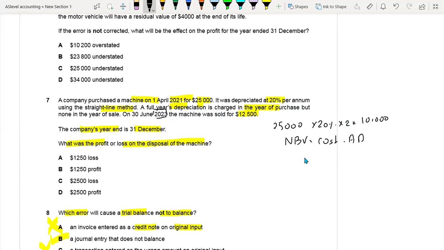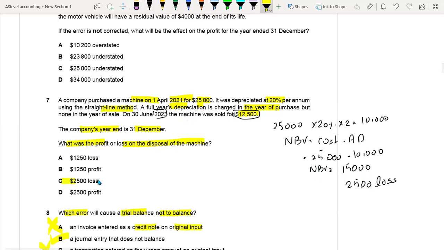So cost is equal to 25,000 minus AD is equal to 10,000. So it means that your net book value is equal to 15,000. But your machine was only sold for 12,500, while its net book value was 15,000. So it means that 2,500 is a loss on disposal. So C part is the right answer. 2,500 loss.